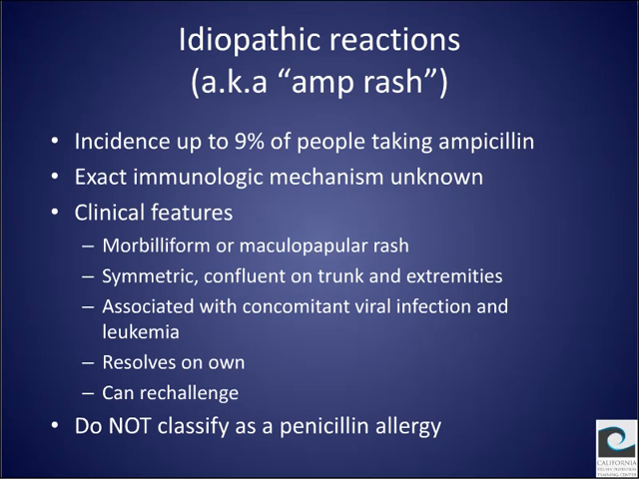And then we have these idiopathic reactions, which are known as ampicillin rashes. So this is the rash that Kaylee had. It occurs in up to 9% of people taking ampicillin, and we don't exactly know the mechanism behind it. It gives you a very symmetrical confluent rash, and it's always been associated with concomitant viral infections, which is why kids get a lot of rashes, especially when they go to the doctor. They likely have some type of upper respiratory infection.